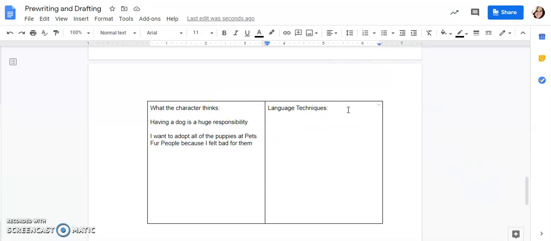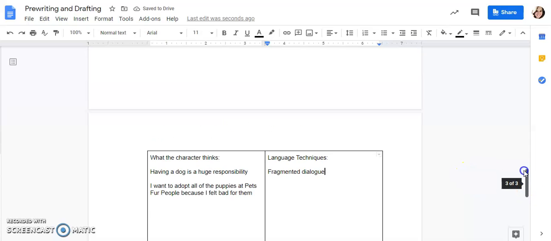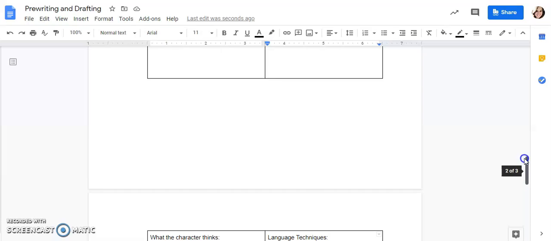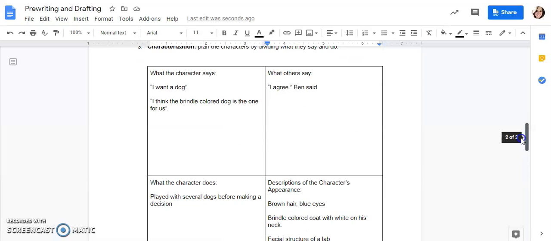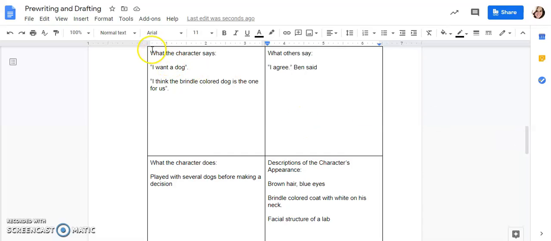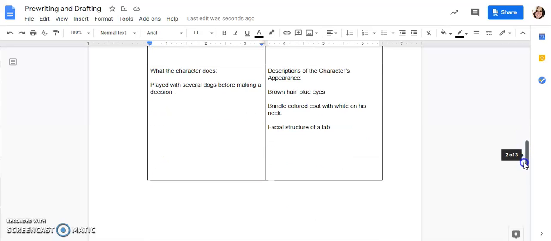Language techniques are going to be where maybe you decide that we're going to have fragmented dialogue because we don't speak in complete sentences all the time. And that might be important to our characters. So you will fill that in. If you have more than one character, I would go ahead and copy this chart and paste it beneath it so that you can do one for each character.